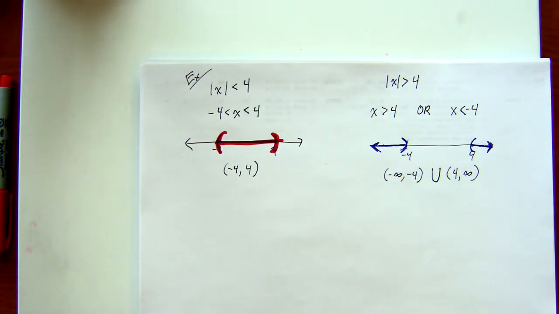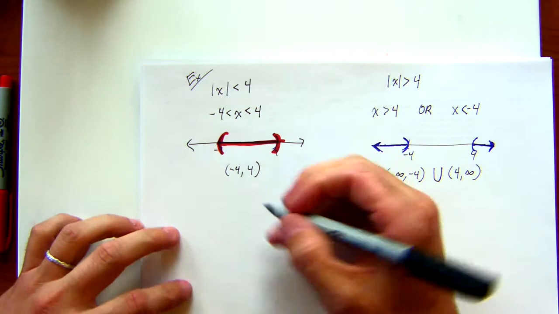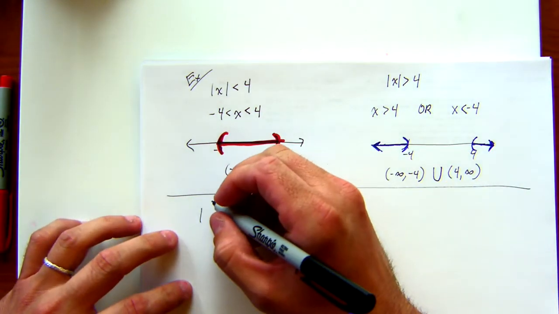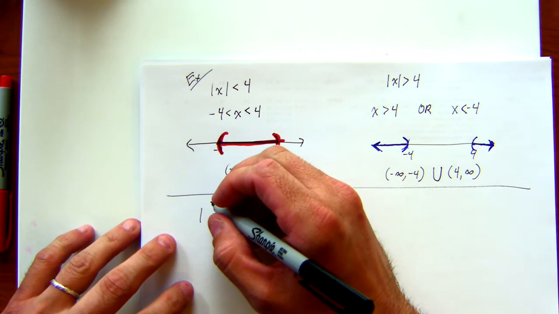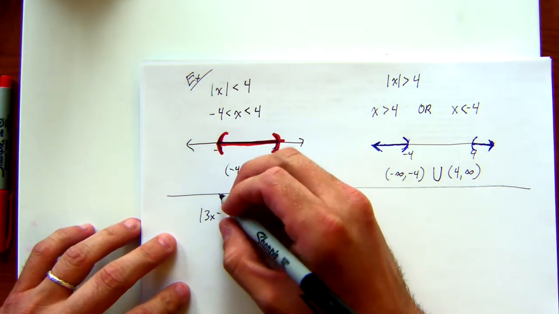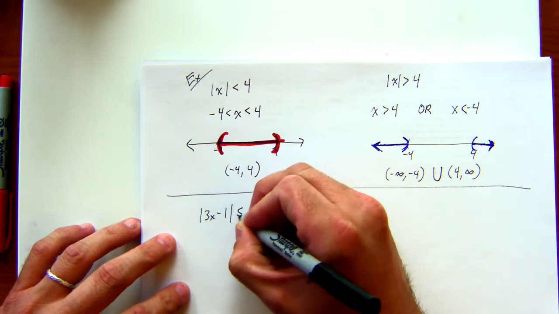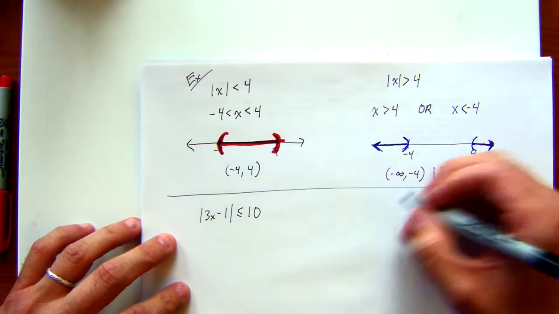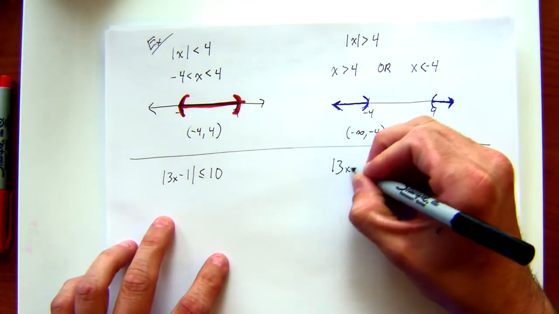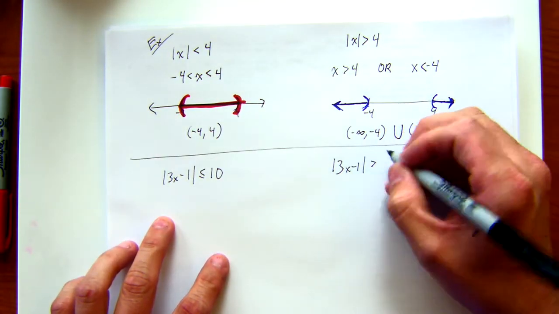Let's see. How about absolute value of 3x minus 1 is less than or equal to 10, and the absolute value of 3x minus 1 is greater than 10.